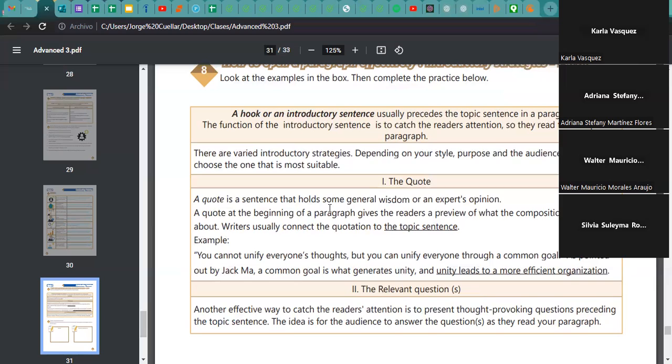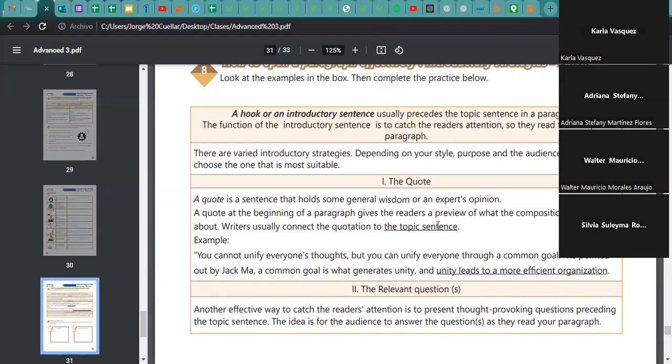A quote at the beginning of a paragraph gives the readers a preview of what the composition will be about. Writers usually connect the quotation to the topic sentence. The quotation is like this: these are the quotation marks, okay? So, whenever you are going to use this strategy, you are going to use the quotation. Remember, this is when you say something that another person said. So this is a quote. And this is an example: "You cannot unify everyone's thoughts, but you can unify everyone through a common goal." As pointed out by Jack Ma, a common goal is what generates unity, and unity leads to a more efficient organization. So here, this sentence is something that Jack Ma said. So when we use this one, it's because it's a quotation, okay?